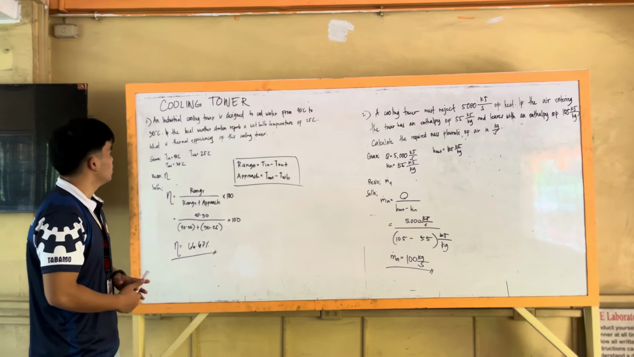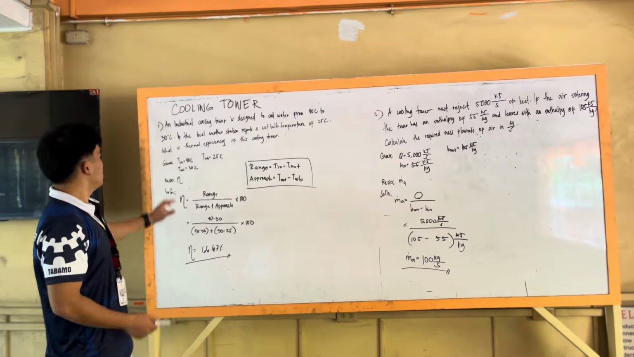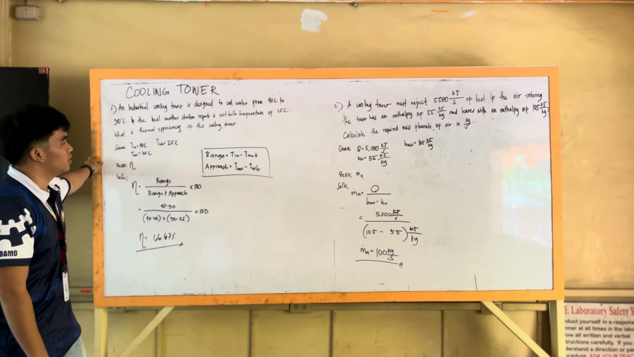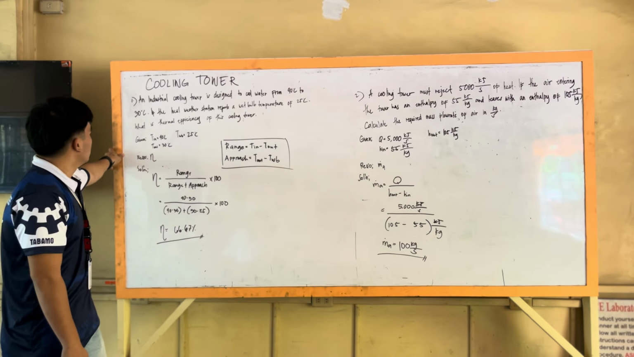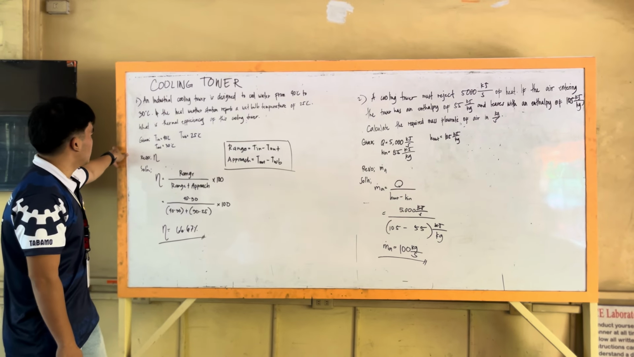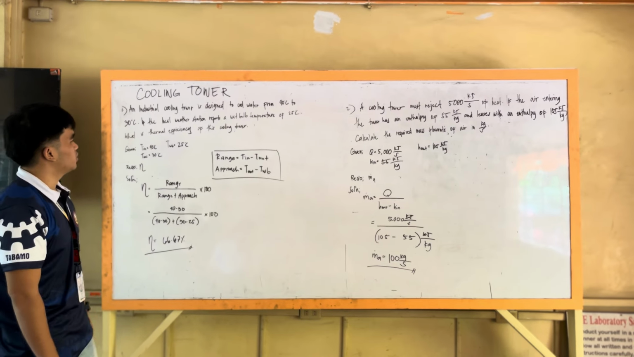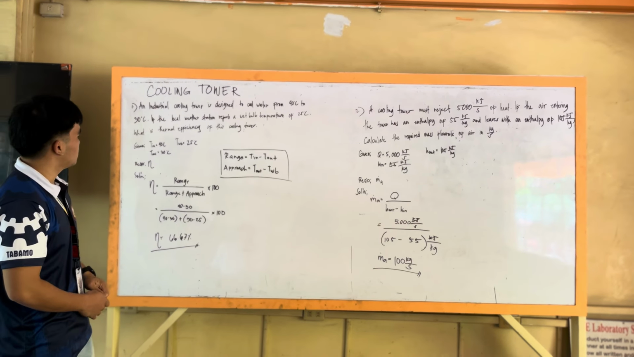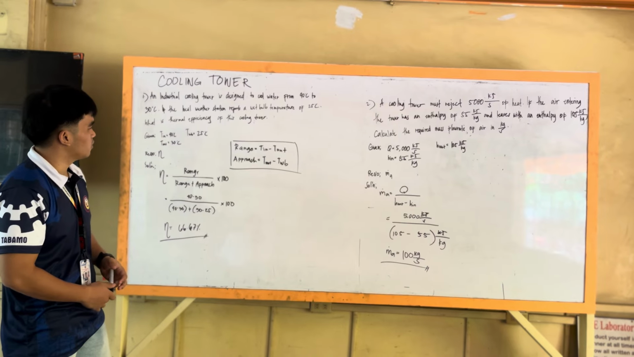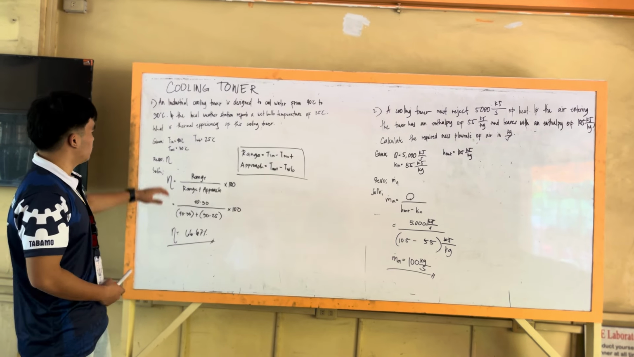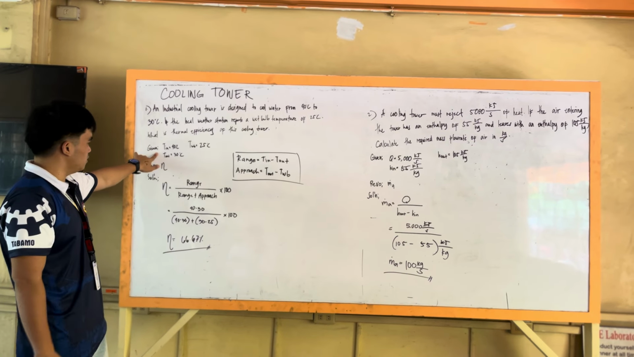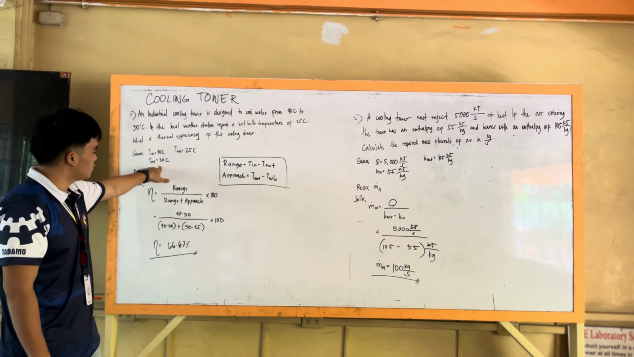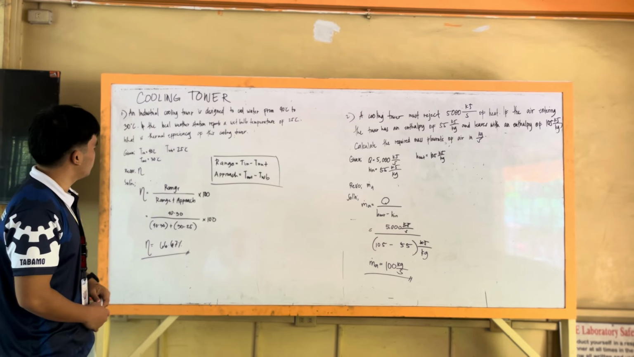Cooling tower. So first problem is: this cooling tower is designed to cool water from 40 degrees Celsius to 30 degrees. If the local weather station reports a maximum temperature of 25 degrees, what is the thermal efficiency of this cooling tower? So we have given 40 degrees in, then we have 30 degrees out, then the reported temperature is 25.